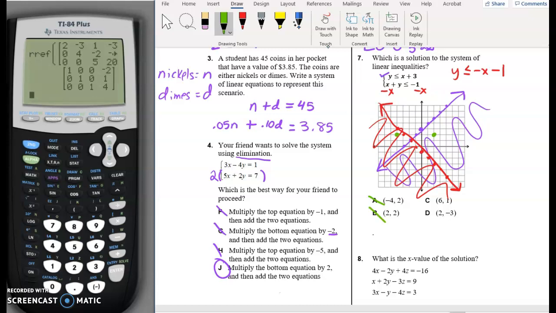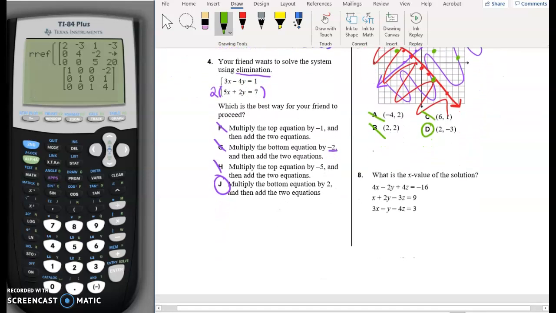C is 6, 1, so 1, 2, 3, 4, 5, 6 to the right, up 1. Again, only in the purple, it does not work. So lastly, we have letter D, that is 2, negative 3. So right 2, down 1, 2, 3. So that is on my line. So since this is a solid line, we can include it in our solutions, so D is our answer.